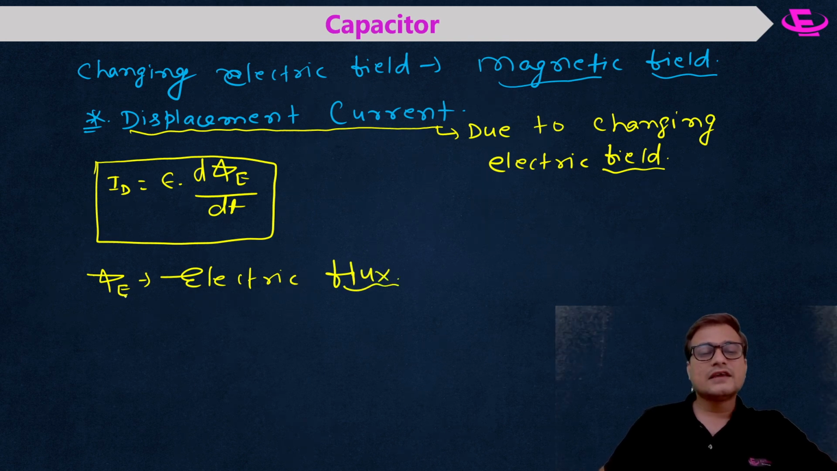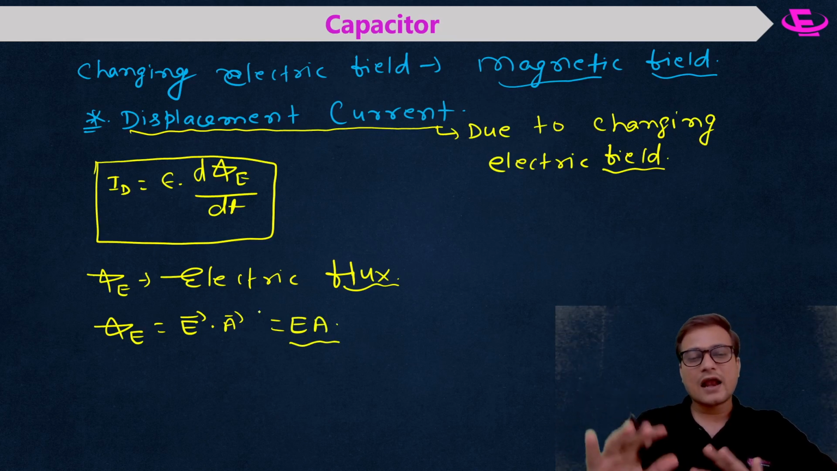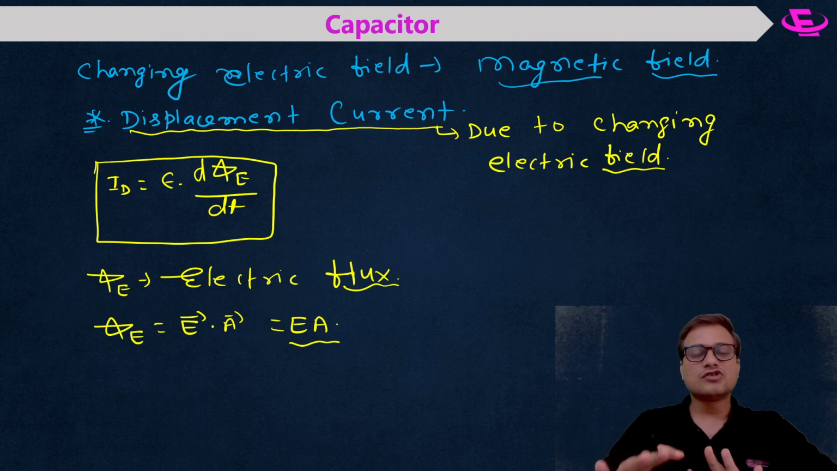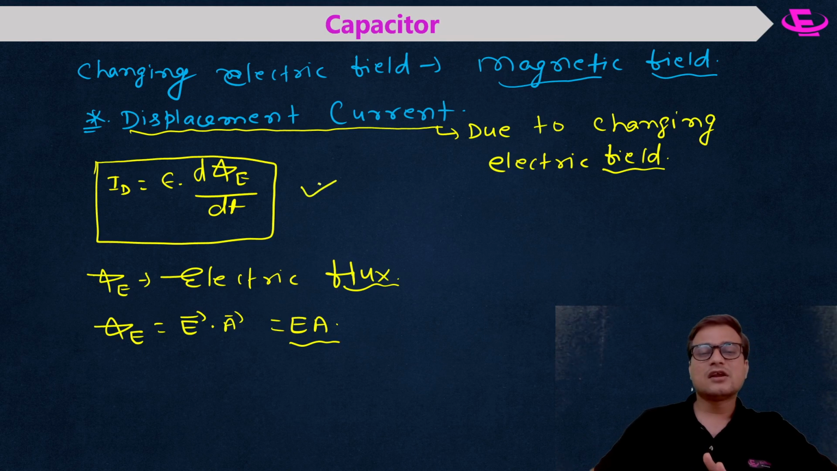Now if phi is electric flux, then phi_E will be written as E dot A, or simply you write E into A, because here the electric field and the area normal to the surface are at the same angle, so here it will be written E into A. So this is the formula of displacement current.